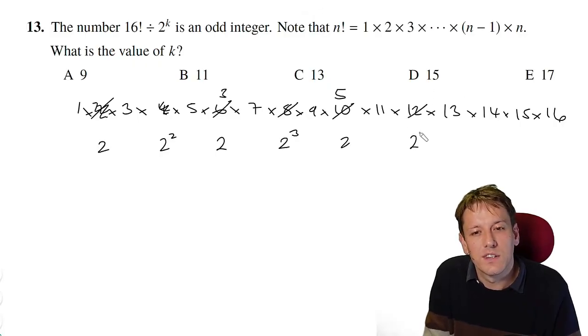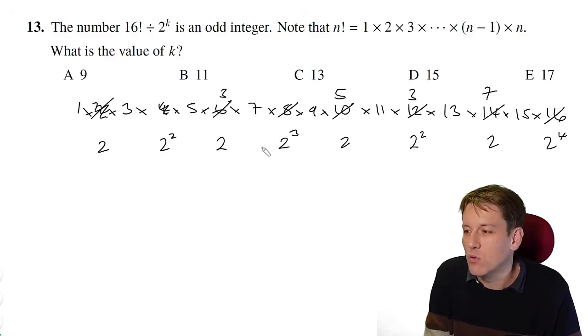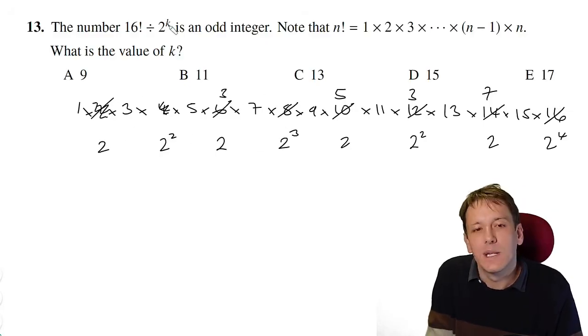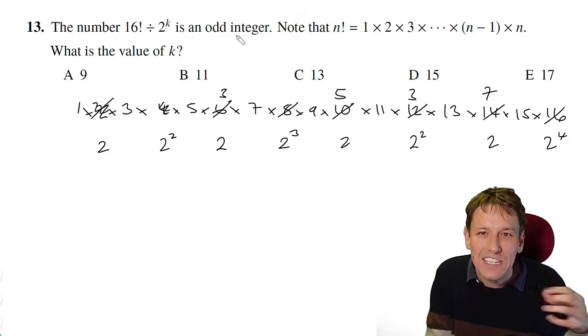For the 12, that's got a factor of 4, which is 2 squared, and that would leave me with a 3, and the 14 has a factor of 2, which would leave a 7, and then if I divide by 16, which is 2 to the power of 4, then everything that I've got left here will be an odd number. Now if I divide by any more 2s, I'm dividing an odd number by 2 and it won't be an integer anymore.